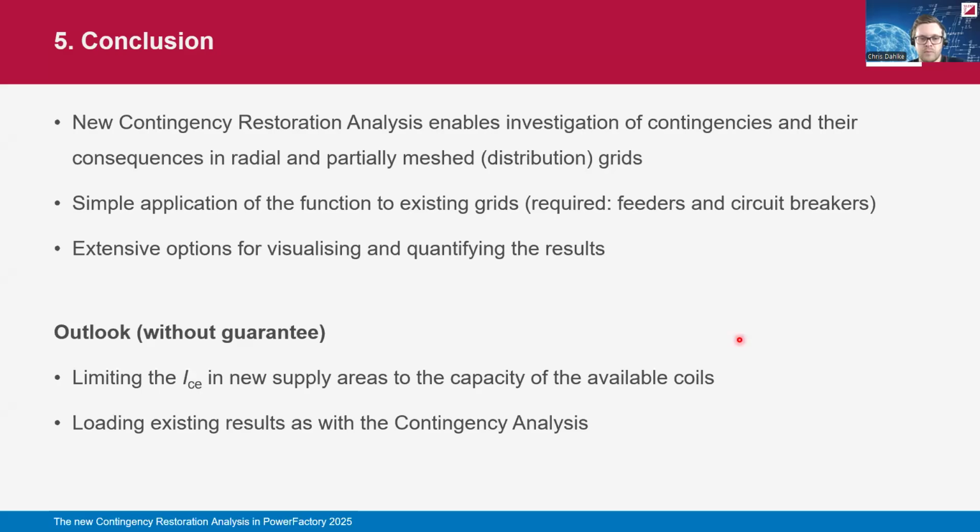It's still in development. So two larger topics are being developed at the moment, of course always without a guarantee, but I was told I can already say this. We want to add a new constraint because sometimes the problem is that you have a compensated grid and you also have to consider the compensating current. So limiting the capacitive current for the new supply areas is also planned as a new constraint that can be used according to the available coils.